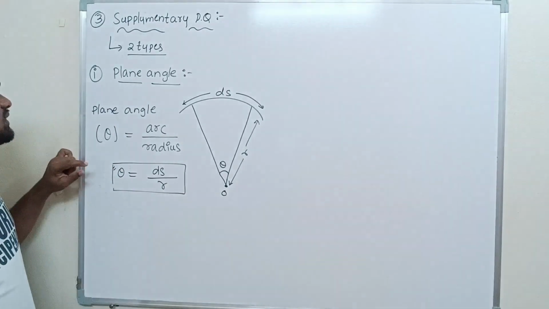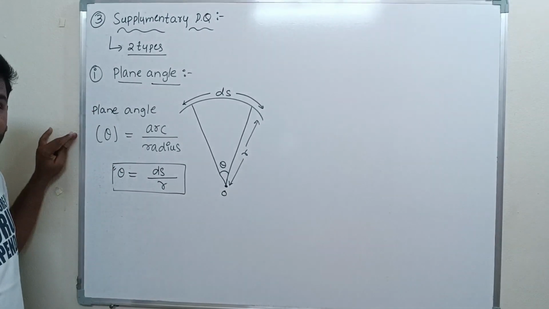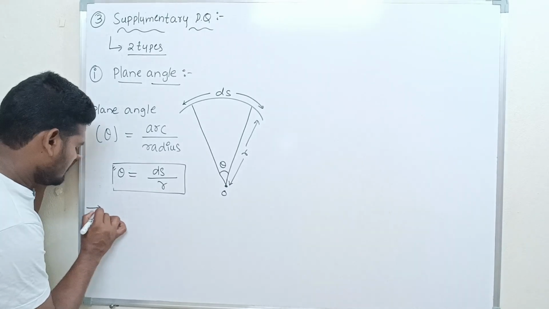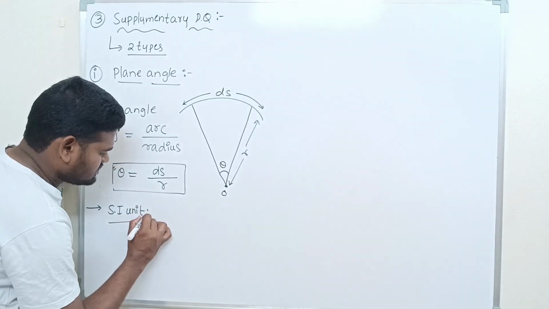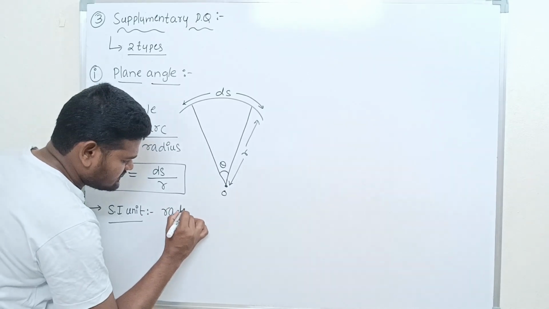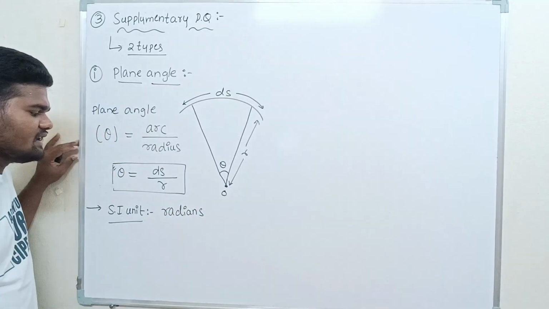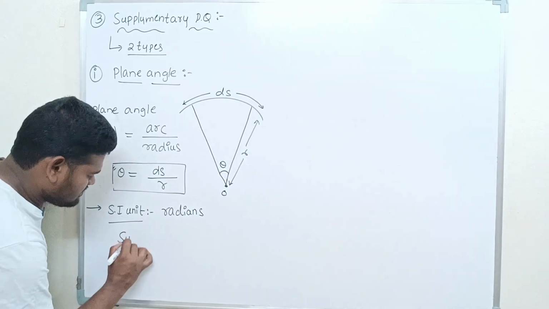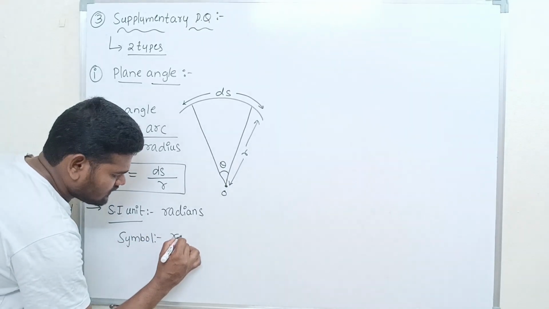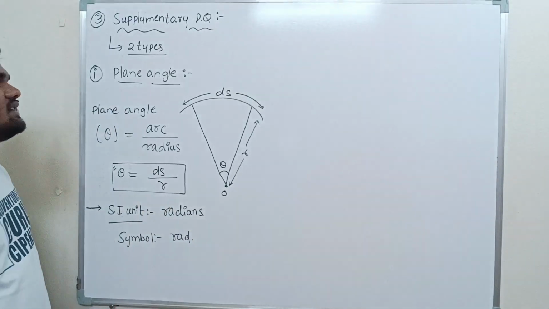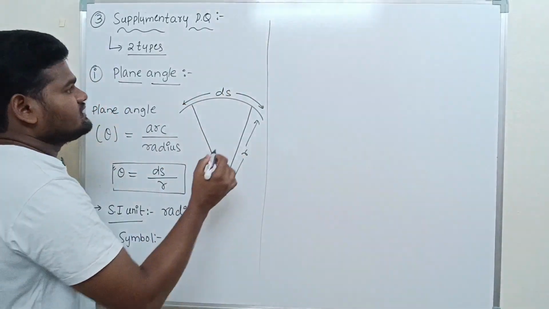And this theta is called the plane angle. So the SI unit: SI units are radians. The symbol is rad.